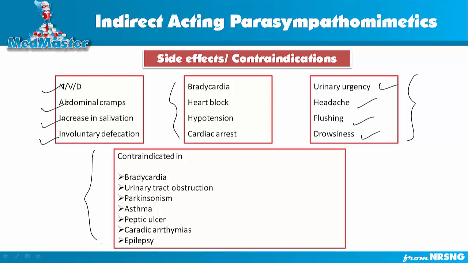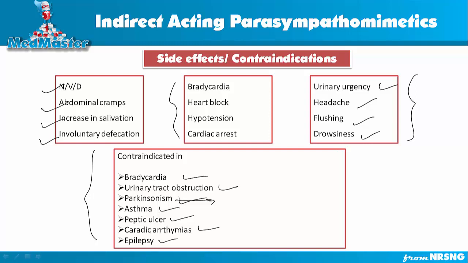It has the same contraindications. You don't want to use it with bradycardia, urinary tract obstruction, or Parkinson's. Here, you don't want to use it in Parkinson's. The reason is that in Parkinson's disease there is already an increased level of acetylcholine. You do not want to give these drugs and increase acetylcholine even more. If you know about the disease process and pathophysiology, you can figure out that you can't really give this medication in Parkinson's because there's already an increased acetylcholine level. Also asthma, peptic ulcer, cardiac arrhythmia, and epilepsy.